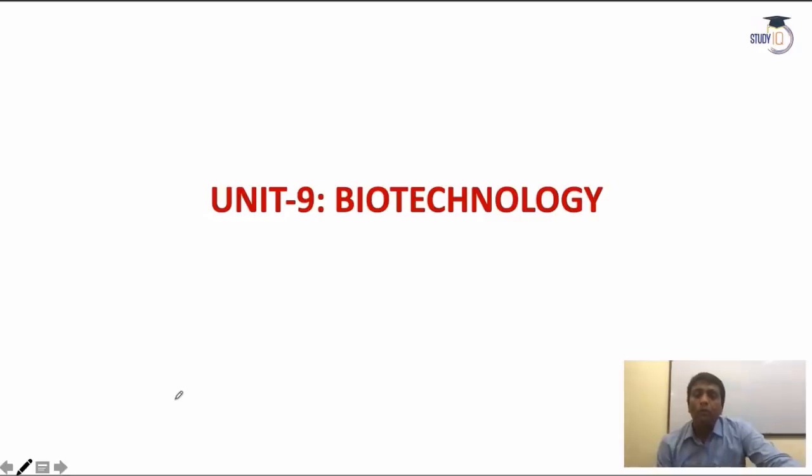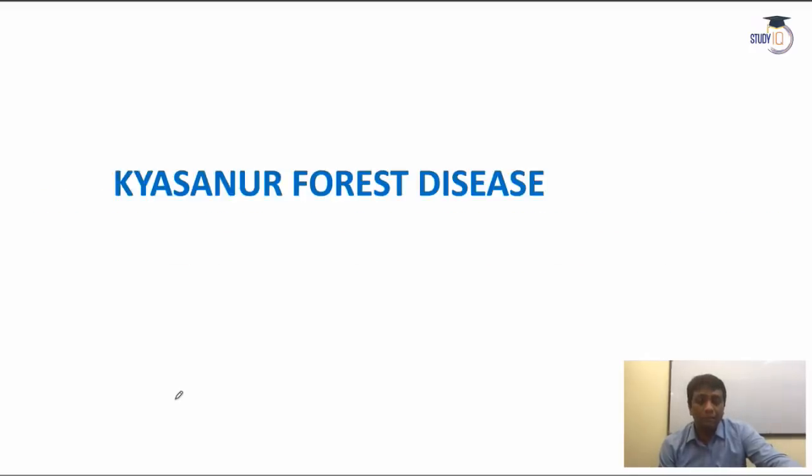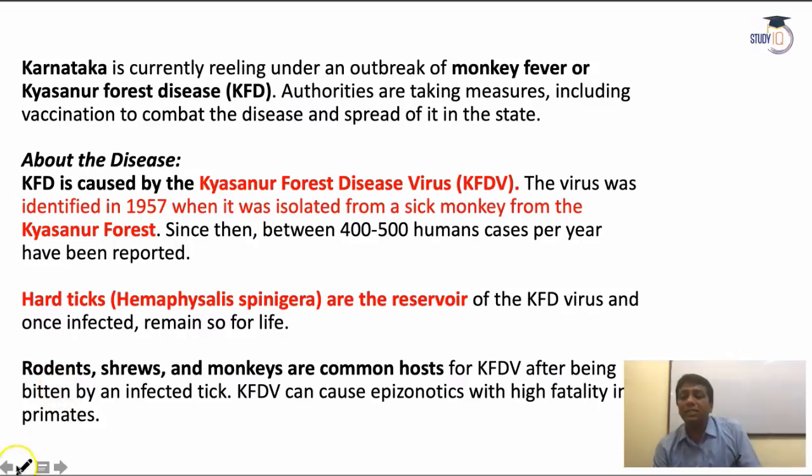Now, we'll go into the next chapter, biotechnology. The next topic is the different types of diseases, its recent issues, health and family welfare, and the various management programs. Here we'll go into one of the diseases that was in the news, and which I also explained in an earlier month. That disease is called Kyasanur Forest Disease. In the Kyasanur area, the disease was first identified in monkeys, and later 400-500 humans every year have been reported with this disease.